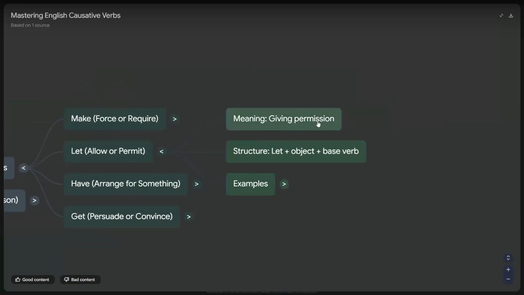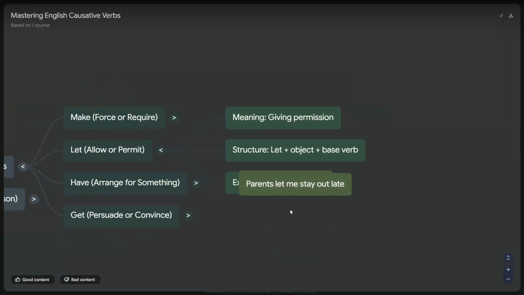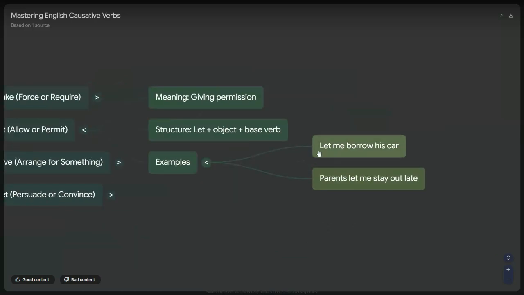Let means giving permission. The simple structure is let plus object plus base verb. Examples are: will you let me borrow your car? I will be editing this. I guess this is not written well. Will you let me borrow your car means I am asking for permission.